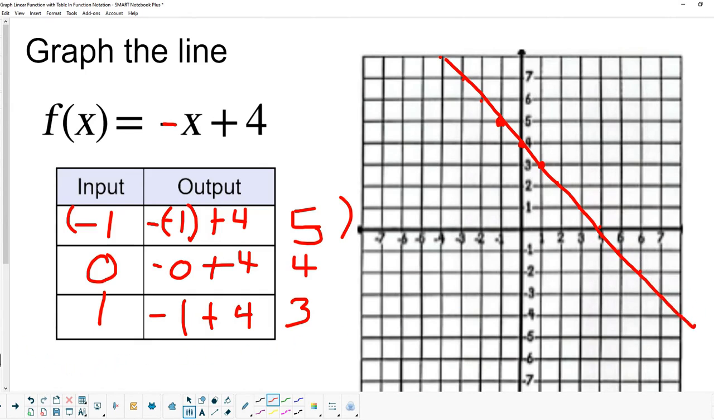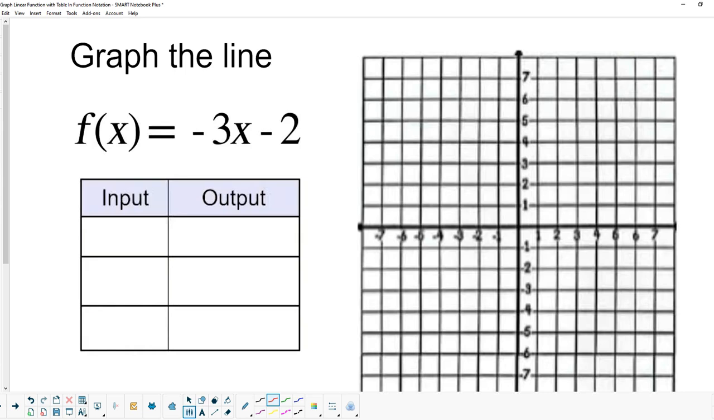Okay, let's try another one. This one has some slightly different numbers. So let's get our inputs in there and find some outputs. Once again, if I put in a 0 here, I'm going to get 0 minus 2. If I put in a 1, I'm going to get negative 3 minus 2, which would put me at negative 5. If I put in 2, that's going to give me negative 6 minus 2, which would be negative 8, almost off the screen.